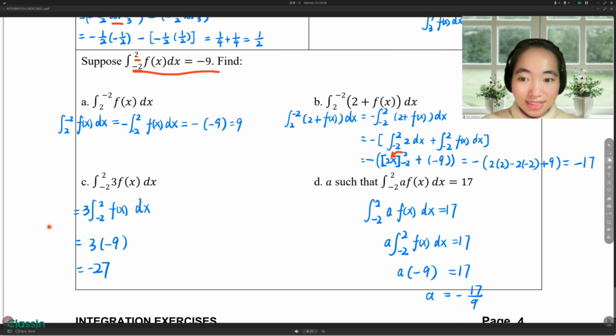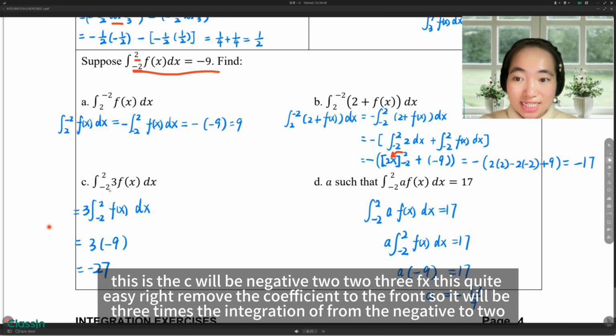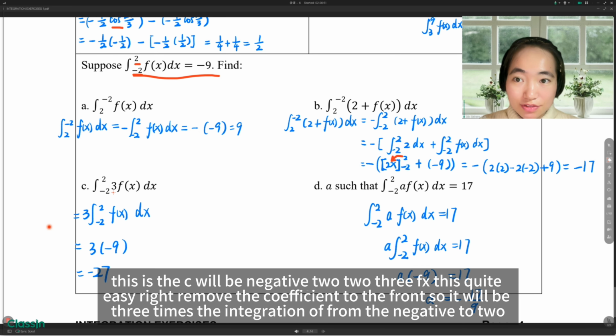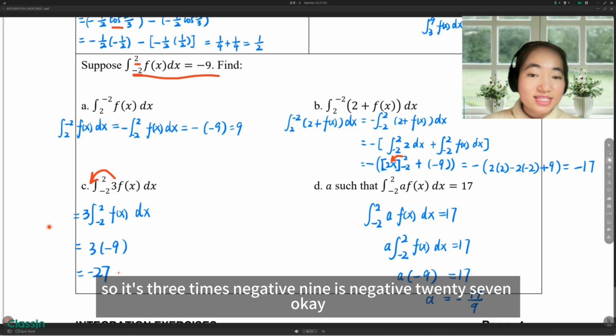Next. Here, this is the C part, will be -2 to 2 of 3f(x). This is quite easy, right? We move the coefficient to the front. So it will be 3 times the integration from -2 to 2. So it's 3 times -9 is -27.